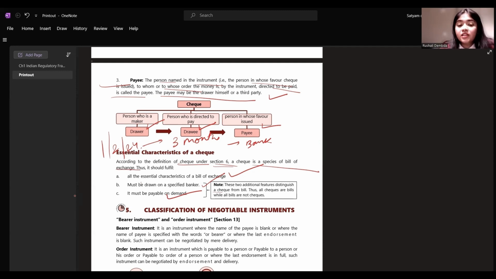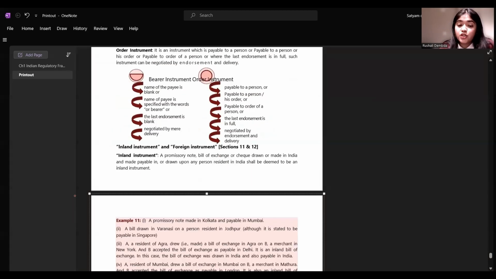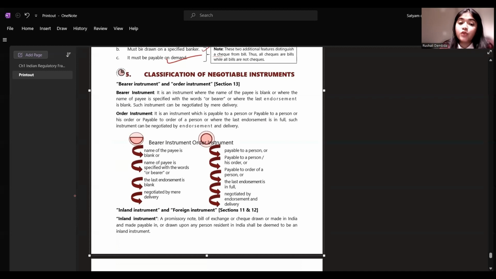Now we have seen all three types of negotiable instruments. Now let's see the classification of negotiable instruments, which we have not seen earlier. Bearer instrument, order instrument, these things, inland instrument and foreign instrument. Sections 11, 12 and 13 talk about this.